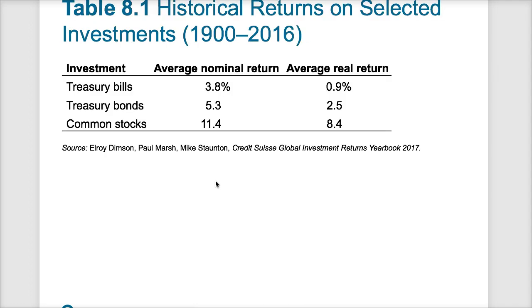If we look at treasury bills, treasury bonds, and common stock, remember, treasury bills are shorter term treasuries, and treasury bonds are longer term treasuries. We see that the nominal rate of return is 3.8%, 5.3%, and 11.4%. And then we have the average real return, which factors in what the return would be after inflation.